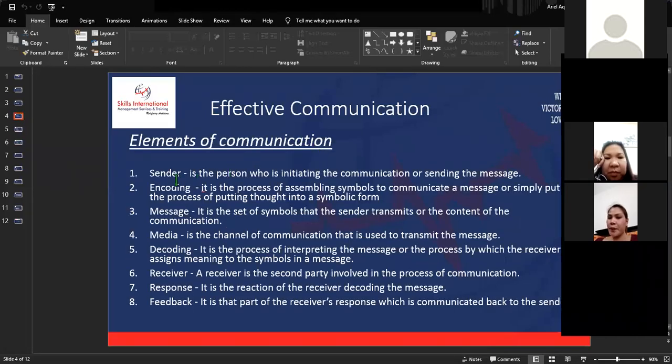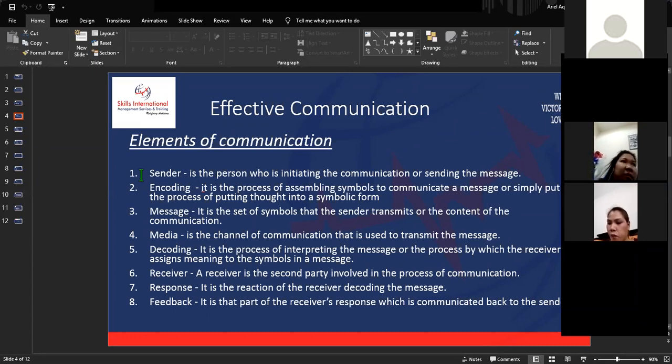Next, elements of communication. There are elements of communication para masabi natin complete siya as a process. So sender, this is the person who is initiating the communication or sending the message. Next is encoding. This is the process of assembling symbols to communicate a message, or simply put, the process of putting thoughts into a symbolic form.